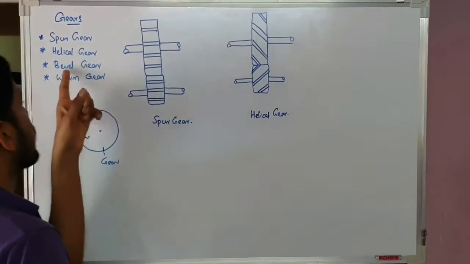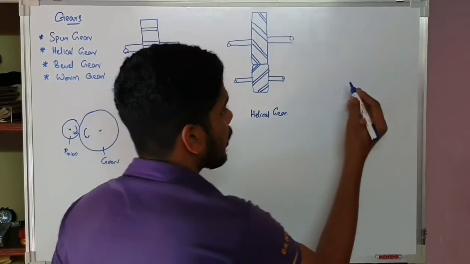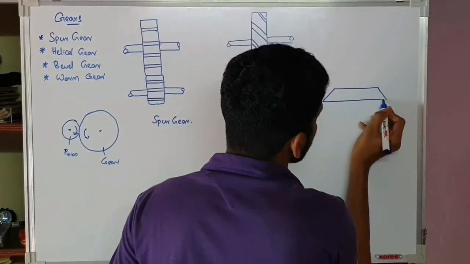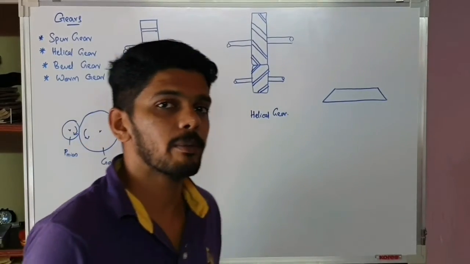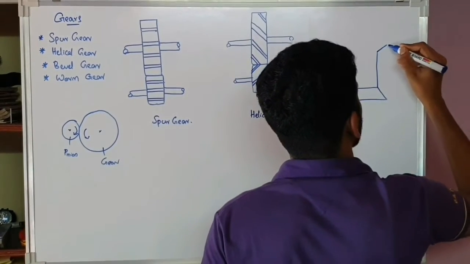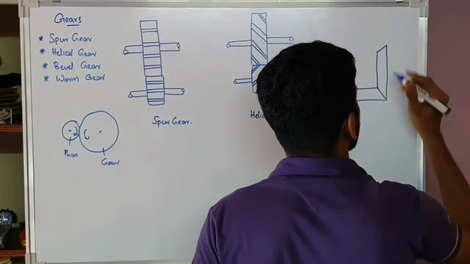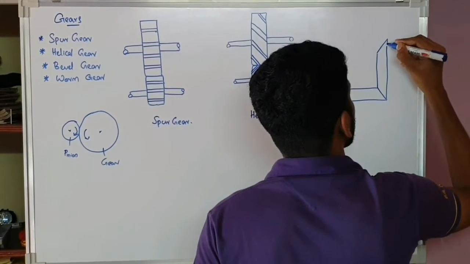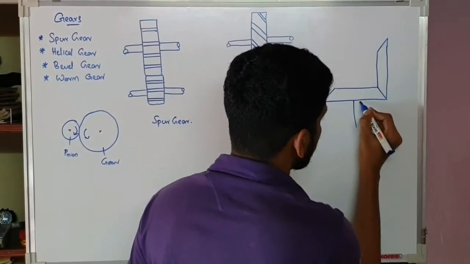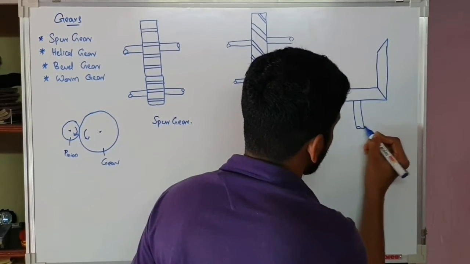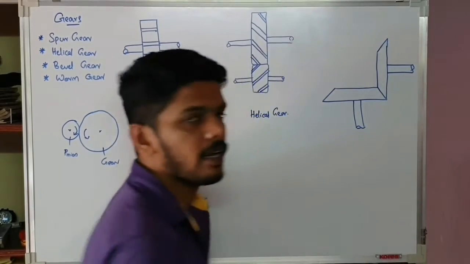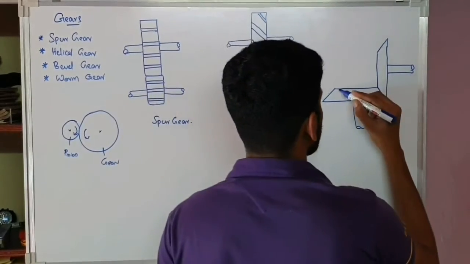Let's go for the next one, bevel gear. How will a bevel gear appear? A bevel gear will look like this. And how will the power be transmitted? Let's look. The shafts will be looking like this. The teeth will be of two types.